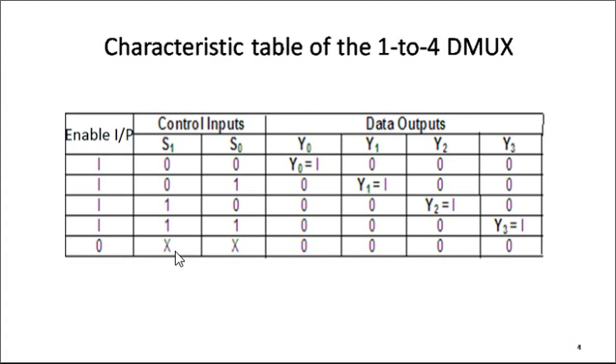This symbol X is a don't care condition. Its meaning is: whatever the values of S1 and S0, either 0 or 1, there is no effect on the output. All outputs are 0 whenever you keep S0 and S1 in this state.